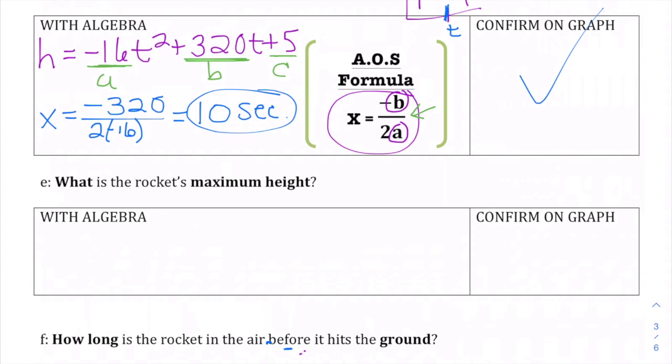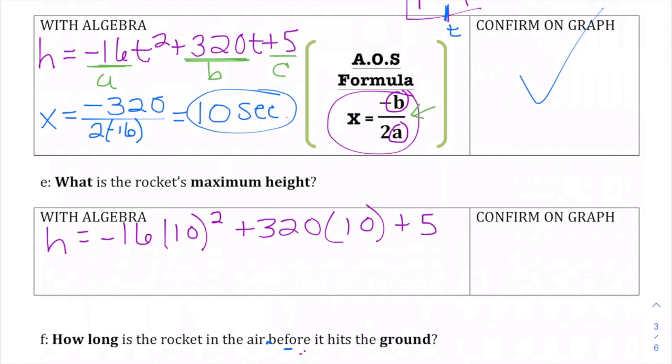So now part E wants to know what is the maximum height. We know when it reaches the maximum height is 10 seconds, but what is that number that it reaches? How many feet? So I'm just going to plug in my 10 seconds for t, just like before when it asks me after 3 seconds, how high is the rocket? I'm just plugging in 10 seconds now.